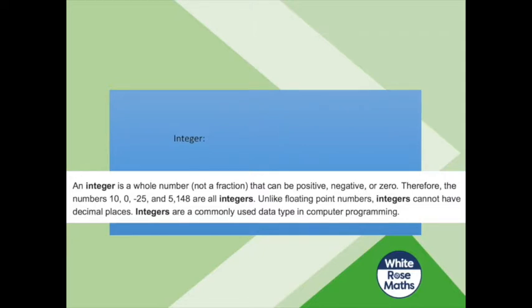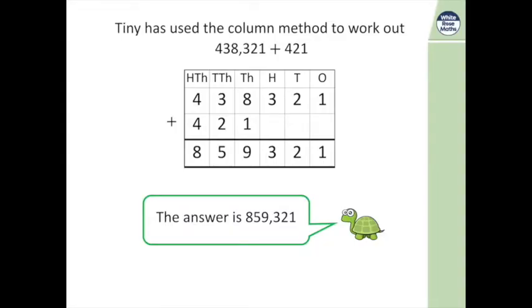Integers are a commonly used data type in computer programming. Ooh, floating point numbers, they sound fascinating. But they're just numbers with decimals in, and we don't need to worry about those. All we need to know is that an integer is a whole number. It can be positive, negative, or 0. It does not have decimals in. Happy with that? Let's move on.